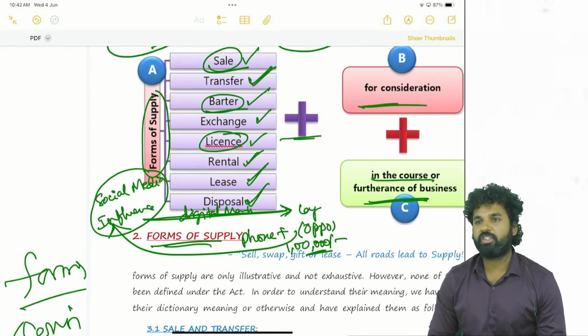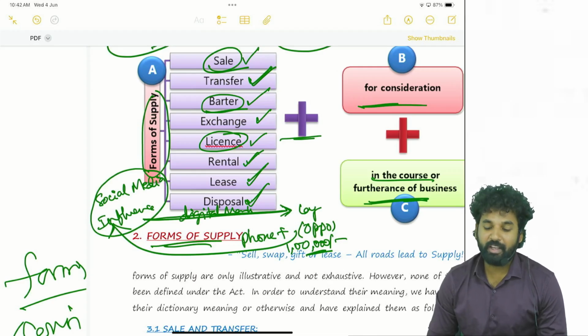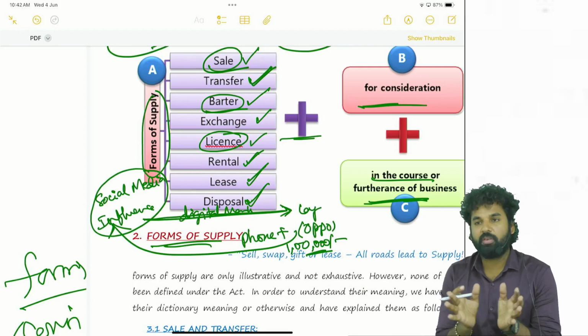Rental we talked about, which is generally on a short term basis. There will be a formal agreement, which is generally an unregistered agreement, and a lease agreement, which is long term in nature with respect to immovable properties. Disposal means selling it as scrap, giving it as a donation, or giving it as a free sample. Likewise, it is a disposal. So these are all the forms of supply.